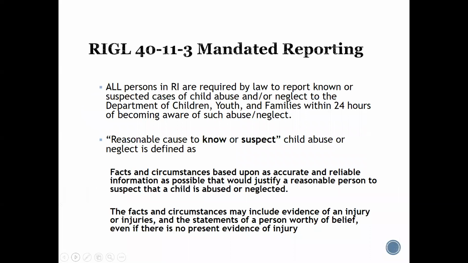So let's get into the mandatory reporting laws here in Rhode Island and what they are. The law is Rhode Island General Law 40-11-3, and it's called mandated reporting. Its origins were in the Child Abuse Prevention and Treatment Act of 1976, which required all states to develop a process to support people reporting abuse or neglect, and to create a department to receive and respond to those calls. The one place that they allowed states flexibility was in determining who was required to report. So who your mandated reporters were.